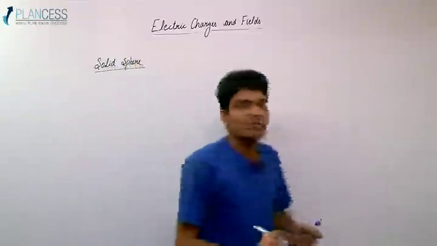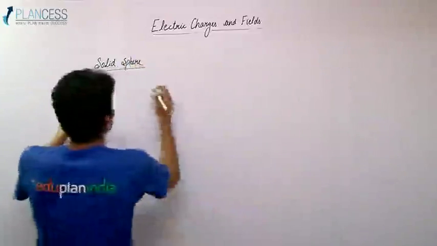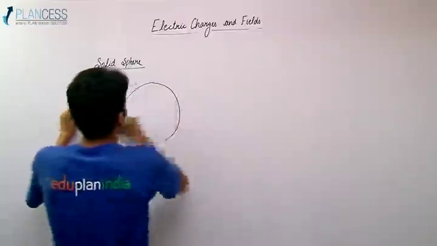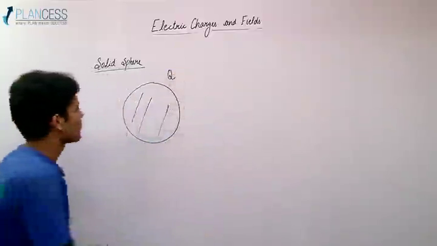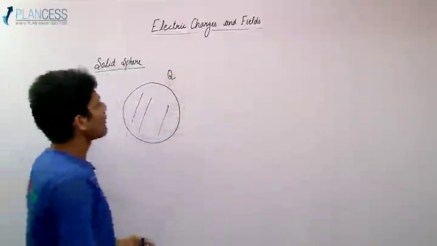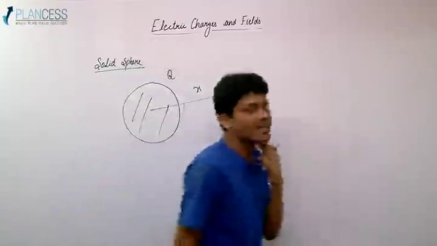Electric field exerted by a solid sphere. In case of a solid sphere, we'll basically use the result derived for the hollow sphere. Let's say this is a solid sphere having a total charge q. Firstly, talking about any exterior point, that is, any exterior point at a distance x.